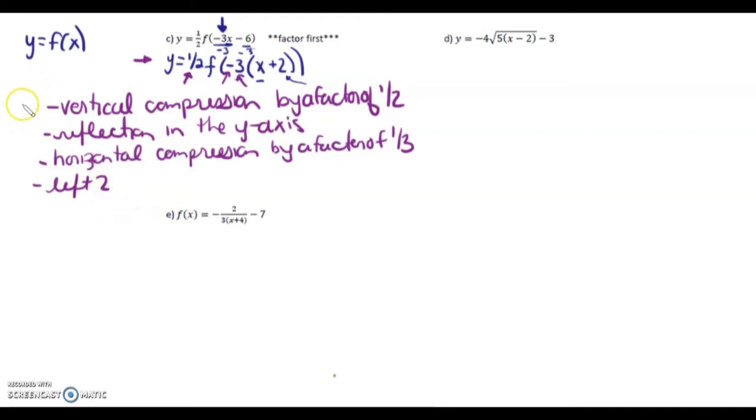Okay, so vertical affects the y. I'm just making a quick note. Reflection in the x or the y-axis is going to affect the x's. Horizontal affects the x's, and then left 2 affects the x's. So our mapping notation, we're going to go from our normal (x, y), and these 3 are going to affect the x's. So reflection is a negative, compression by a third is a third x, and then left 2 is -2. And now the y, there's a compression by a half, so 1/2 y. So this is going to be our mapping notation.